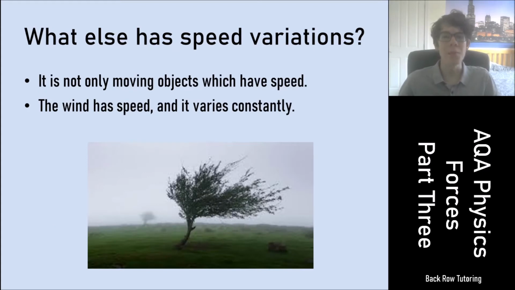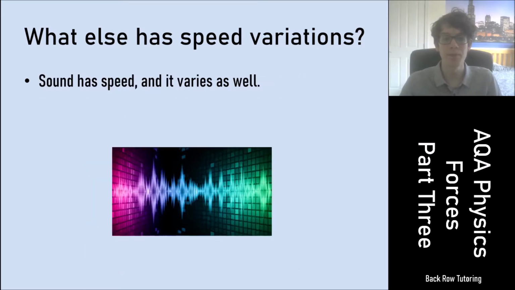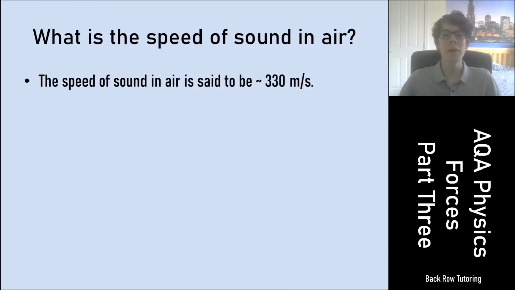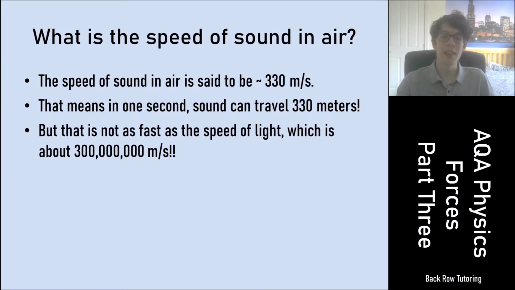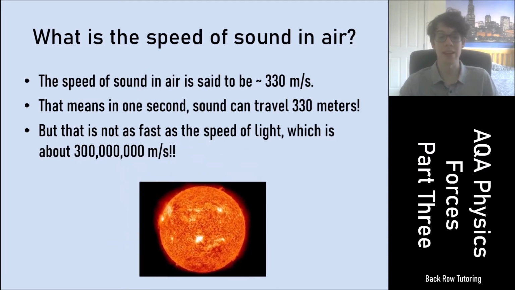So what else has speed variations? It is not only moving objects which have speed. The wind has speed, and it varies constantly. Sound also has speed, and that varies as well. So what is the speed of sound in air? Well, the speed of sound in air is 330 meters per second. That means in 1 second, sound can travel 330 meters. But that isn't as fast as the speed of light, which is about 300 million meters per second. So that is outrageously fast.